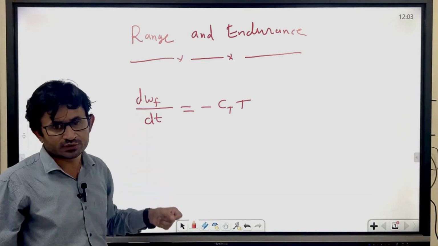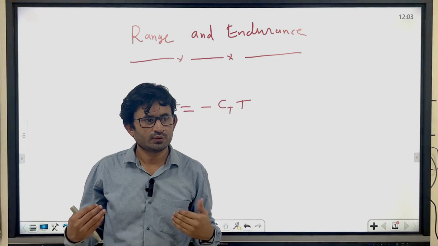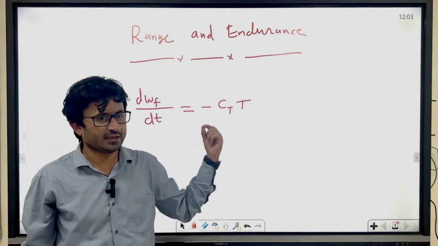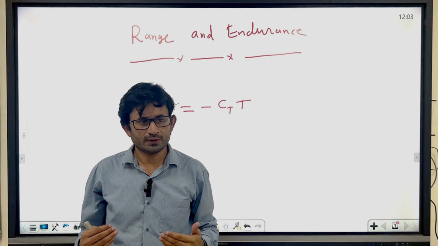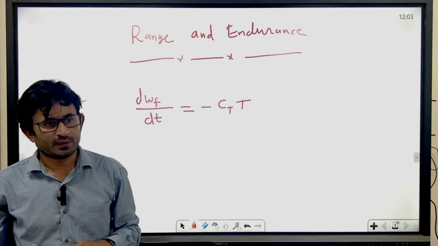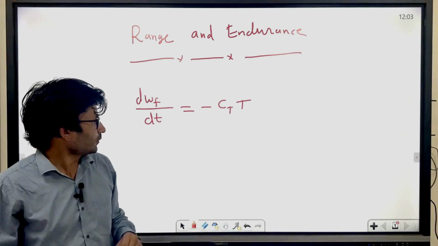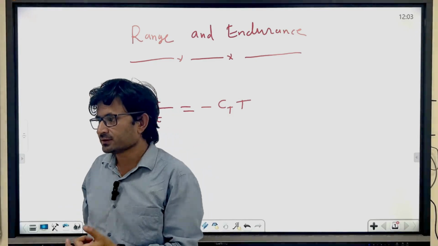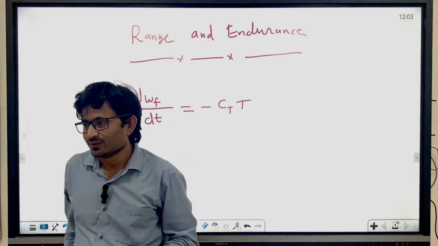So if this value is more, that means the engine is taking more fuel. And if this value is less, the engine is taking less fuel, per unit time, in 1 second. So what do you want, less fuel consumption or more fuel consumption?